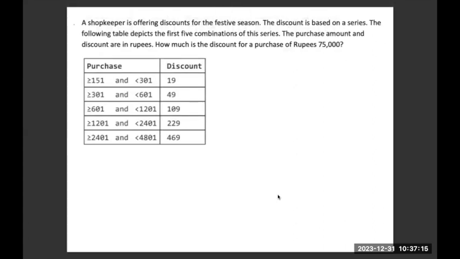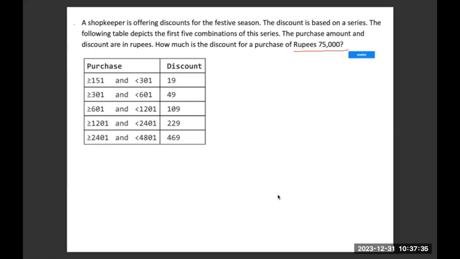A shopkeeper is offering discounts for the festive season. The discount is based on some series. The table depicts the first 5 combinations of this series. The purchase amount and the discount are in rupees. How much is the discount for a purchase of rupees 75,000?